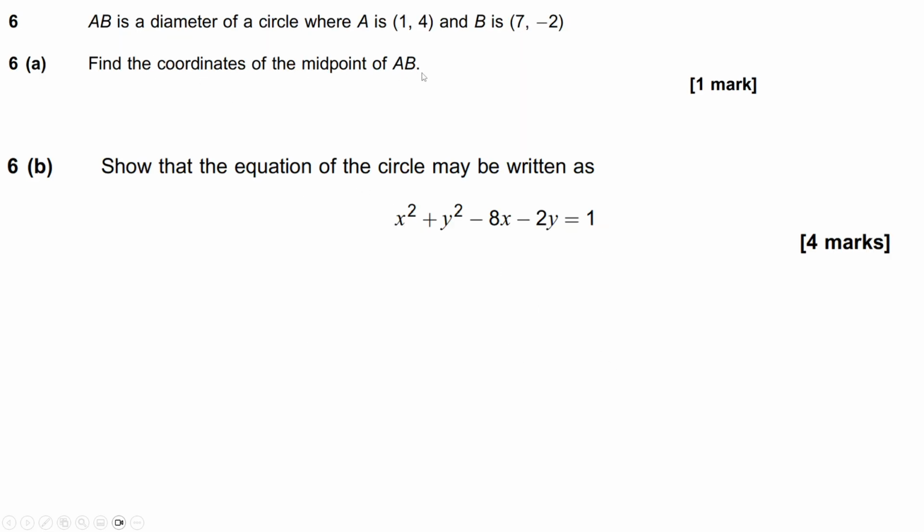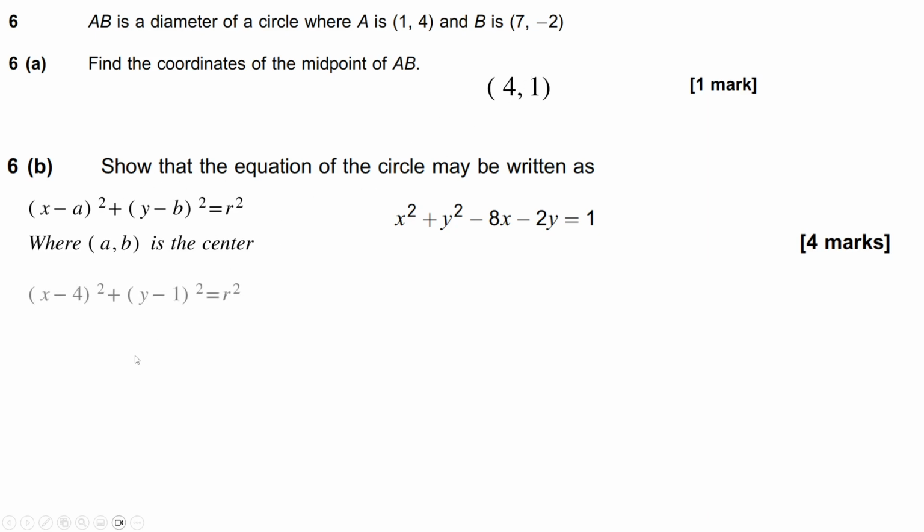Find the coordinates of the midpoint. Okay, so you just sum the corresponding coordinates and divide by 2. 7 plus 1 is 8, 8 divided by 2 is 4, 4 minus 2 is 2, 2 divided by 2 is just 1. You have that. Then just show that this is the equation of the circle. The equation of the circle is written like this, where a, b is the center. Put in 4, put in 1, you'll get this.